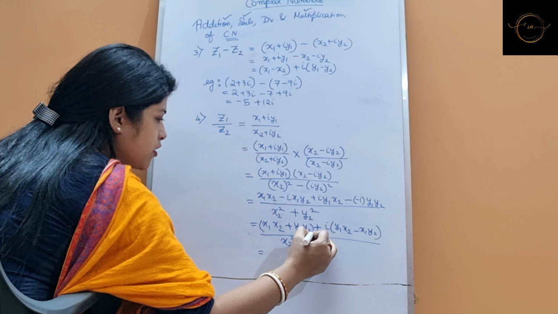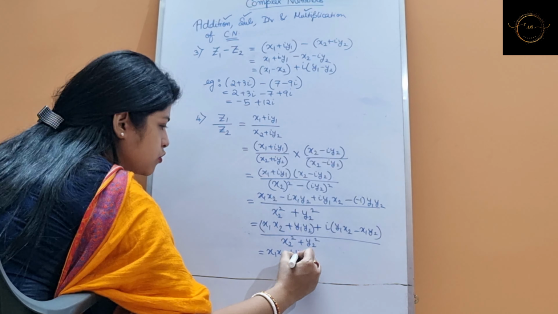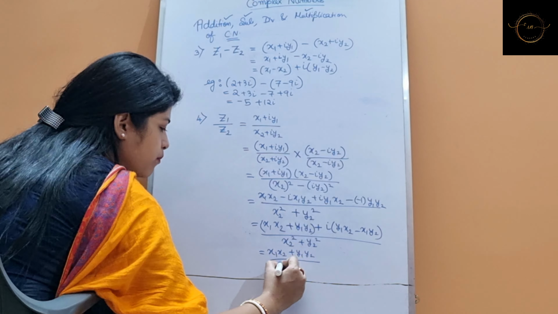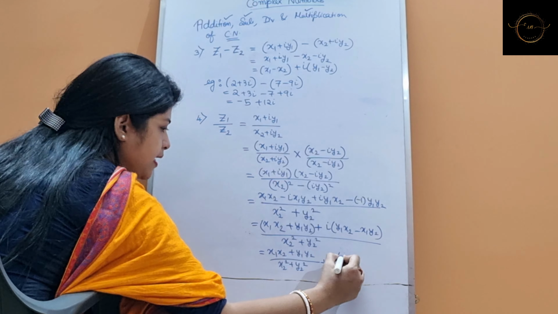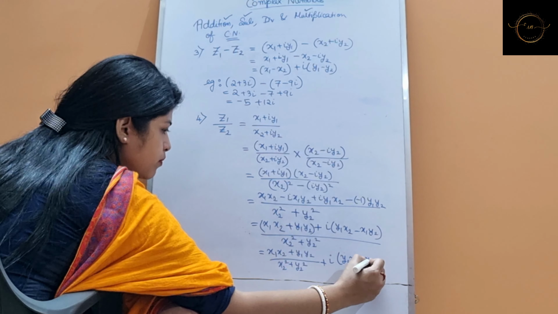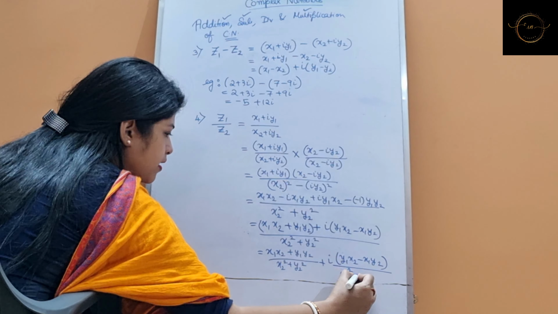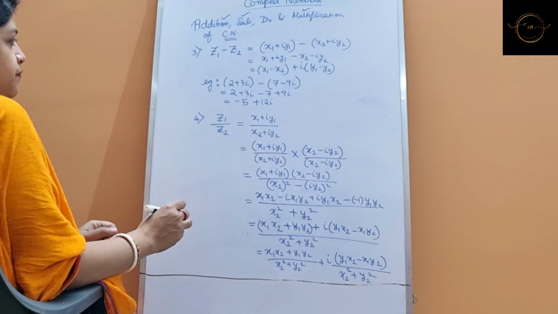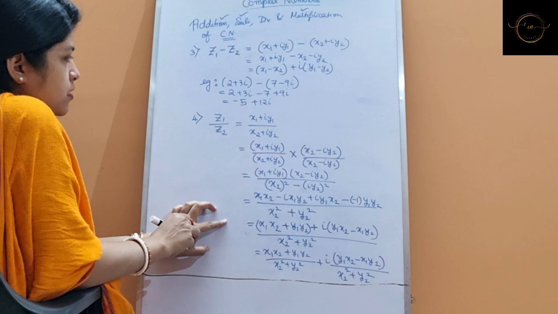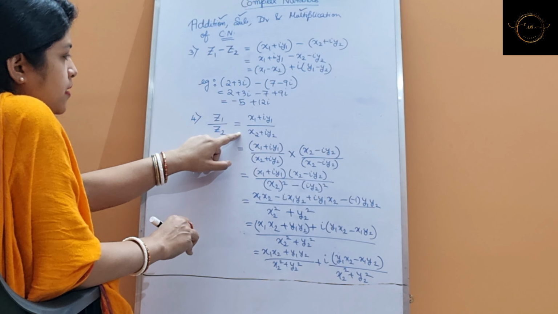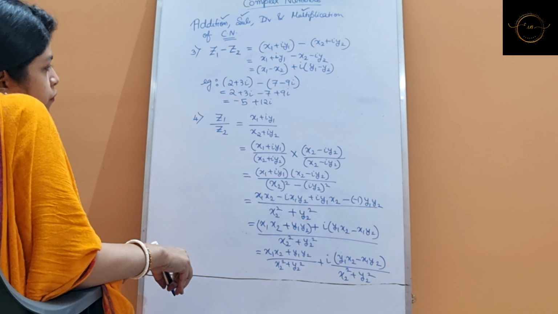Now if you separate the real part and the imaginary part, you will get this as x1 x2 plus y1 y2 by x2 square plus y2 square, plus i into y1 x2 minus x1 y2 divided by x2 square plus y2 square. So when you are asked to divide two complex numbers, we have to rationalize the denominator and then find the answer.